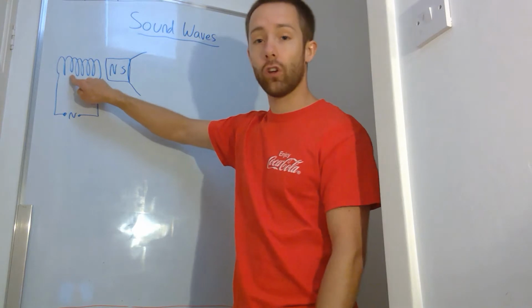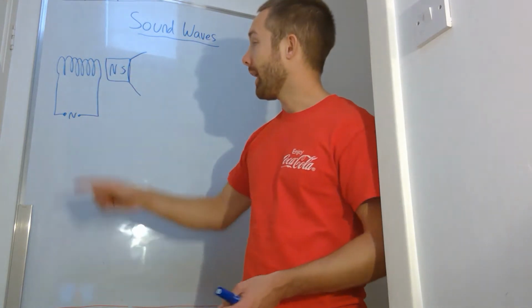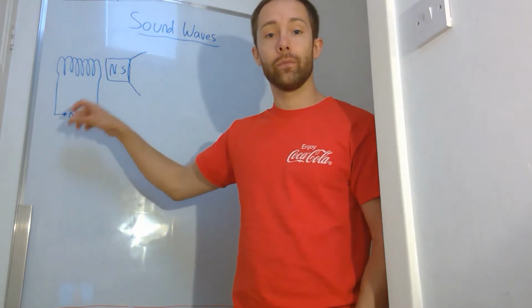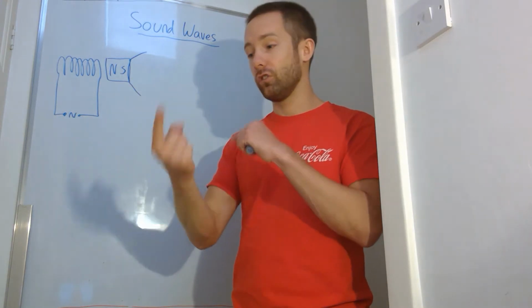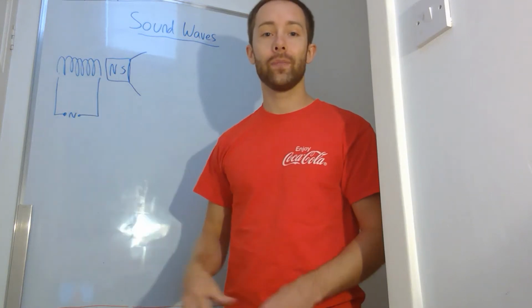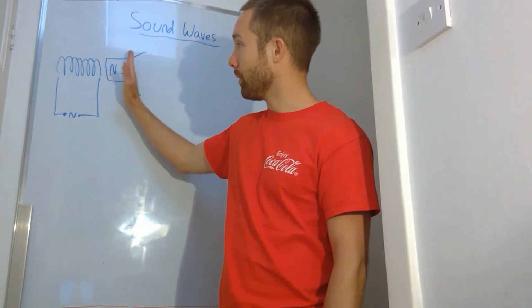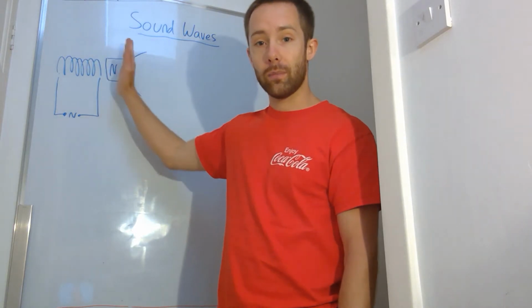So we're basically going to turn this coil of wire here into a magnet, and because we've got an alternating current, that magnet is going to change its polarity, so it's going to go north south, south north, north south, south north. And because we've got a magnet here, this is going to effectively pull and push this magnet away.